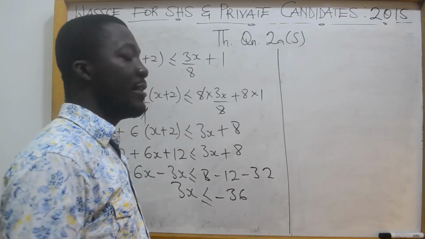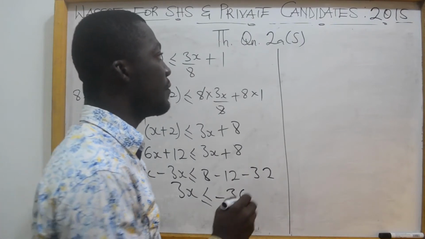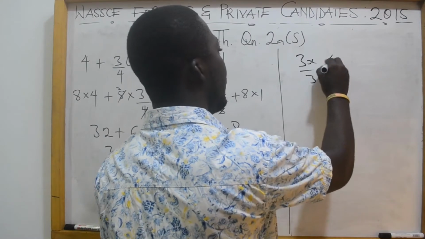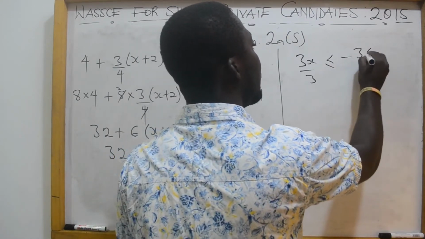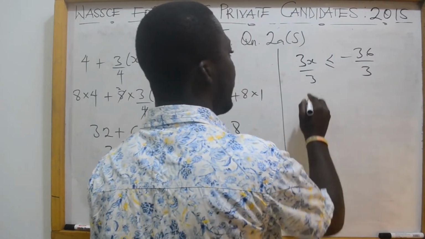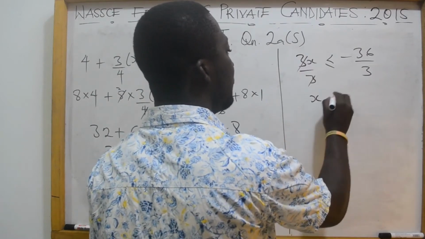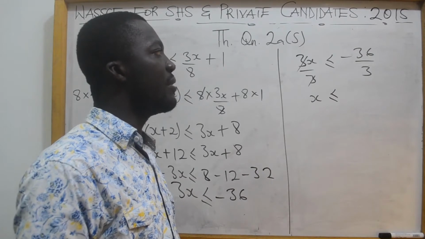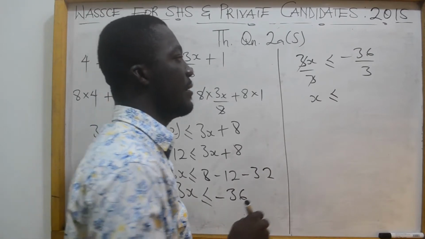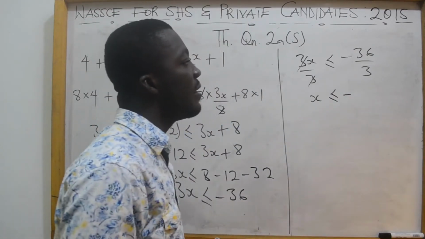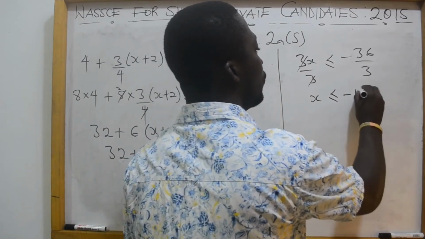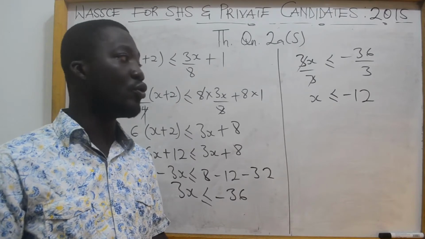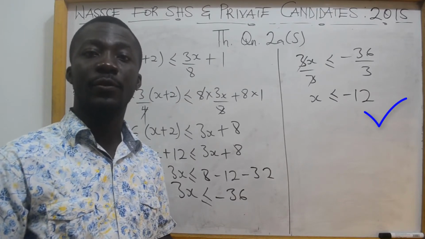So negative 4 minus 32 is negative 36. We want to make x the subject, so we divide both sides by 3, so 3x over 3 less or equal to negative 36 over 3. 3 will cancel 3, we'll be left with x less or equal to negative 36 over 3, which will be negative 12. So x is less or equal to negative 12.